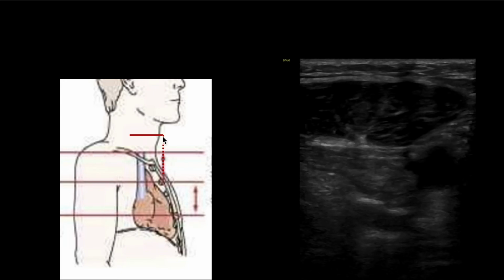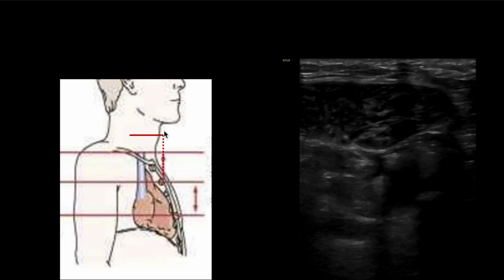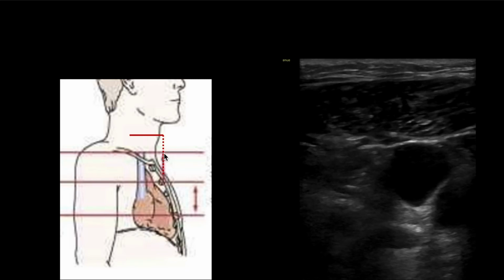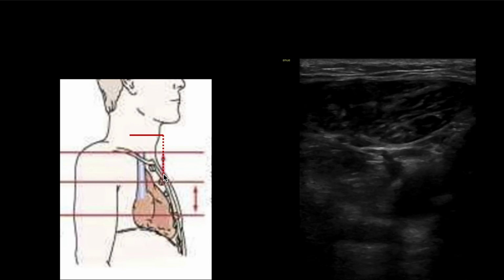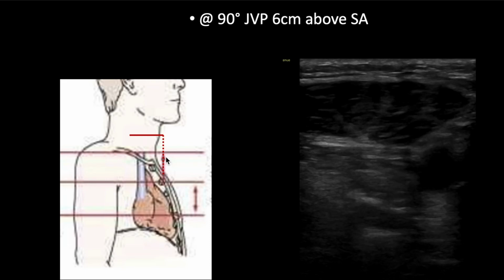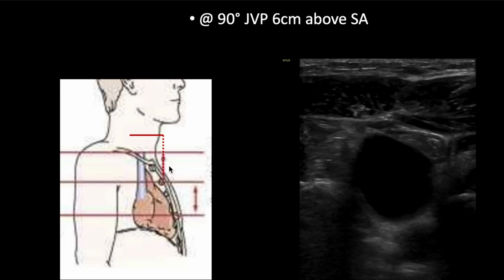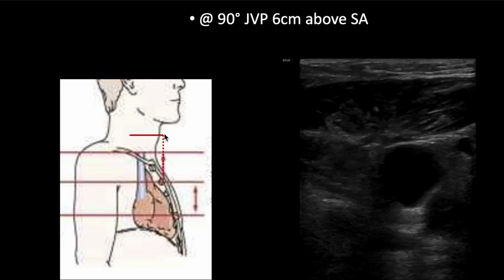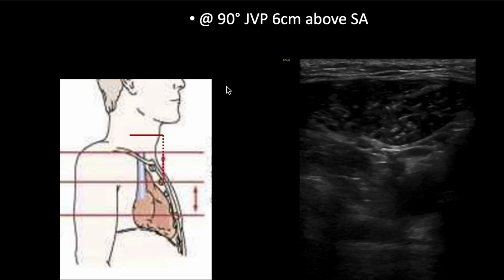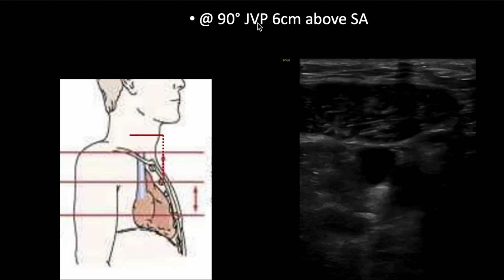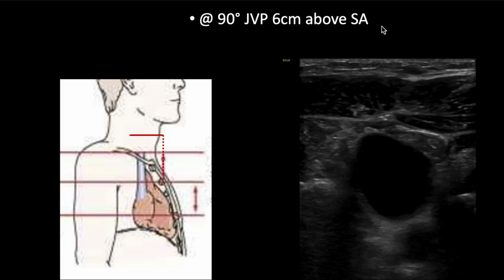So we're about 1 or 2 centimeters over his clavicle. But in this case, because he's sitting upright, that is many centimeters away from his sternal angle. So in this case, we're about 6 centimeters above his sternal angle. So this is how I would report it. I'd say that at 90 degrees, this patient's JVP was found 6 centimeters above the sternal angle.